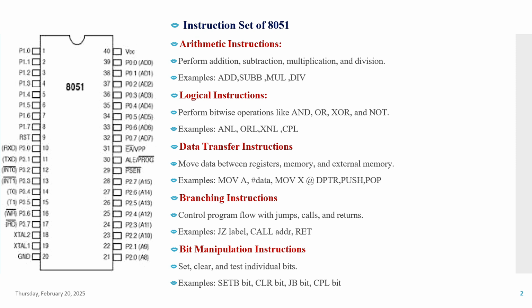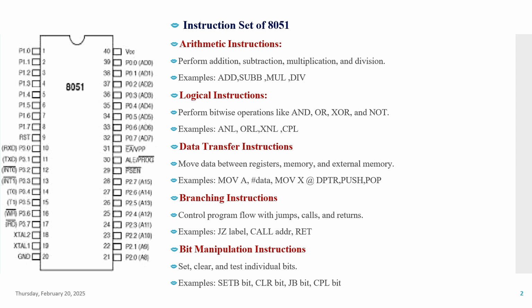Next is the data transfer instruction, whose purpose is to move data between registers, memory and external memory. The examples are MOV, that is move A, MOVX, PUSH and POP. PUSH means push data onto the stack and POP means pop data from the stack. Clear?